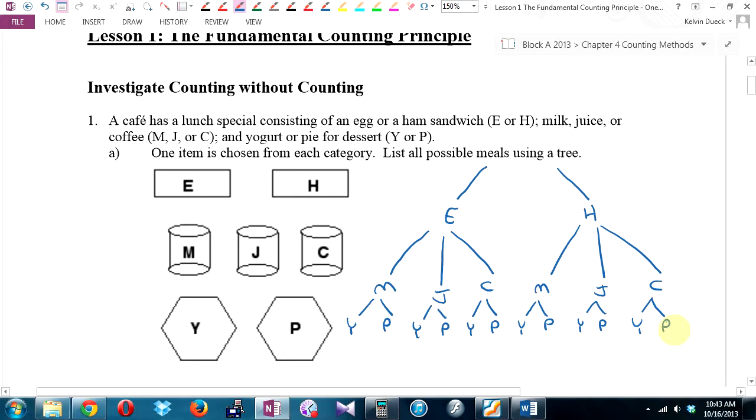This is the first brute force approach, and we're going to find shortcuts for this. But how many outcomes are there? Count the number of branches along the bottom. This is the fundamental counting principle, so we're going to count. How many?